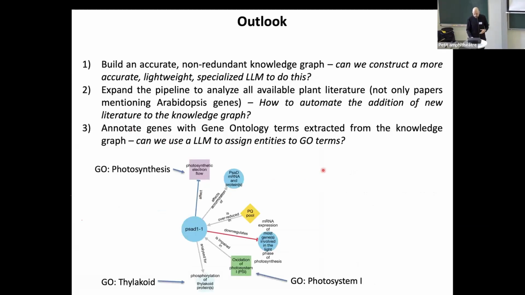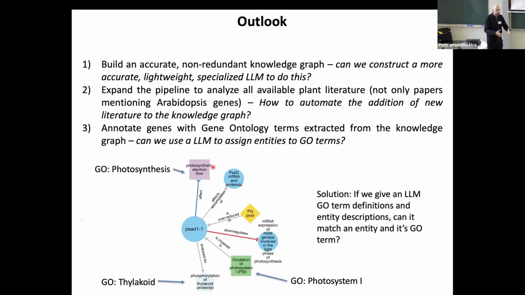And third, we can actually mine this knowledge graph to identify the gene ontology terms. So, for example, this one here is clearly photosynthesis. This one is thylakoids, subcellular localization. This one here could be, for example, photosystem, right? But again, the question is, how can we do that? And here the solution, again, I believe, are large language models, right?